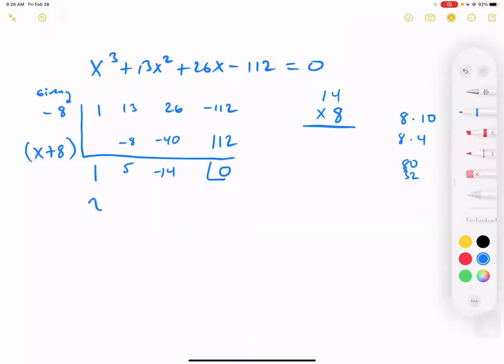Okay, now we have x squared plus 5x minus 14. Now my question is, can you factor this now? X squared plus 5x minus 14. Can you guys type in the chat what two numbers would work?